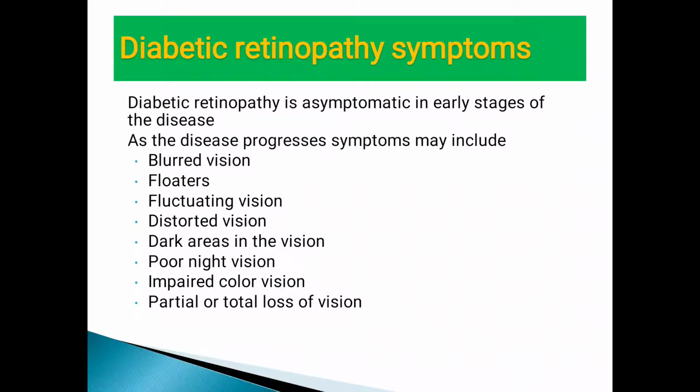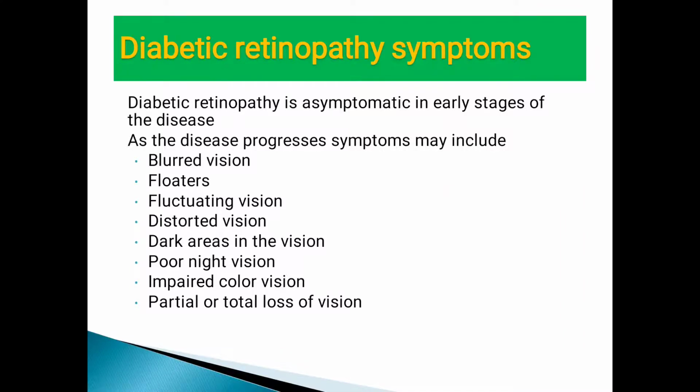So what are the symptoms of diabetic retinopathy? The first and foremost thing is that diabetic retinopathy is asymptomatic in the early stages of the disease. As the disease progresses, the patient may complain of blurring of vision, then floaters. Floaters means small dark moving objects in front of the eye, and these floaters are because of hemorrhages in the vitreous. The vision may also be fluctuating because of swelling of the lens. Sometimes in uncontrolled diabetes there is swelling of the lens and the refractive error changes, so there is a fluctuation of vision.